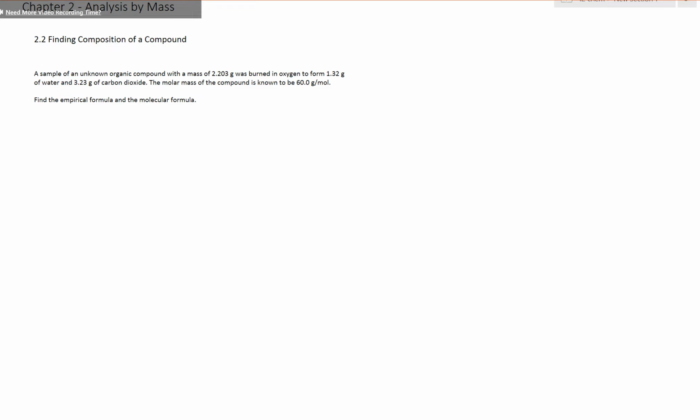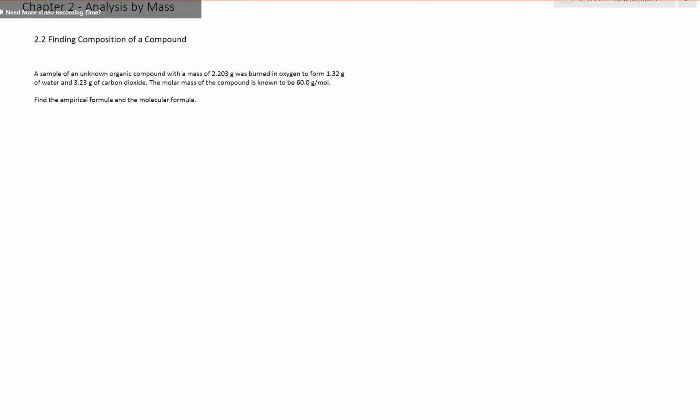So our question is, we have a sample of an unknown organic compound with a mass of 2.203 grams. This was burned in oxygen to form 1.32 grams of water and 3.23 grams of carbon dioxide. We're also told that the molar mass of the compound is known to be 60.0 grams per mole. And here's our question: find the empirical formula and the molecular formula.